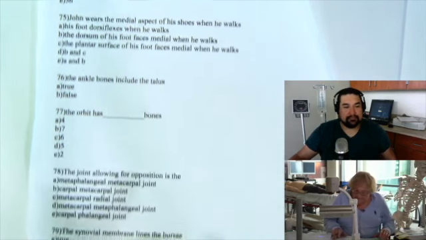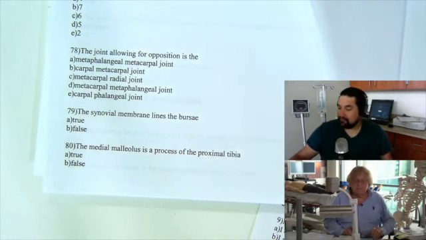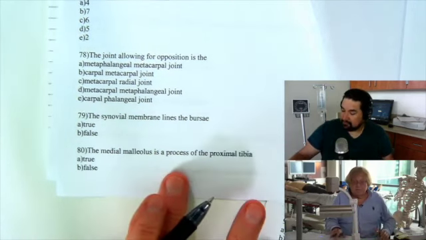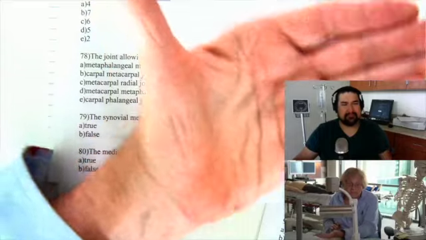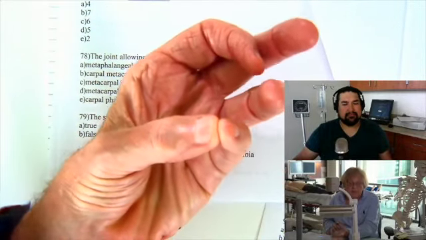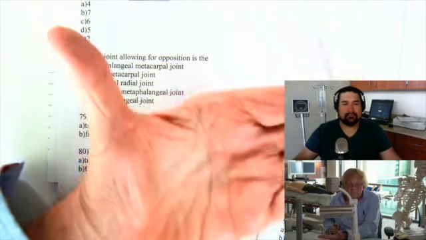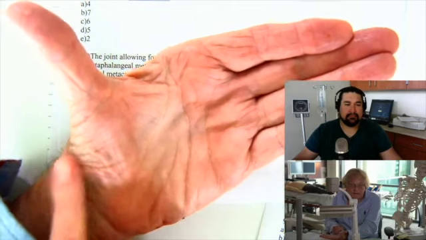Number 78, how about we take a look at that? The joint that allows for opposition. Remember, opposition is what gives us the opposable thumb. When I take my thumb and I touch my little finger, that's called opposition. Well, when I'm doing that, if you notice, that joint is down here.